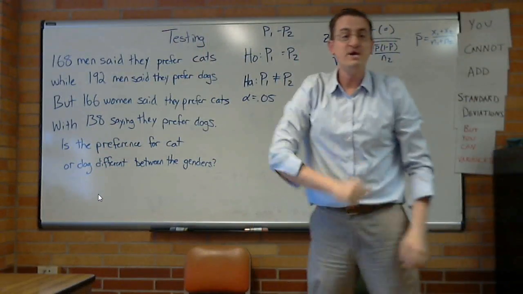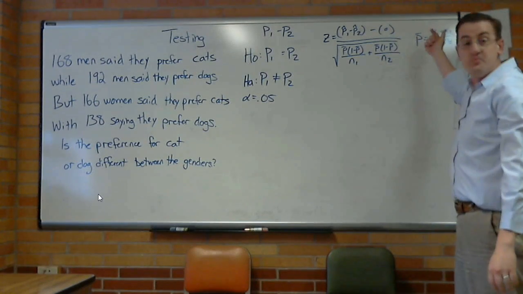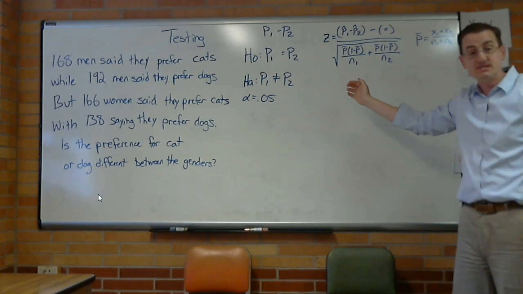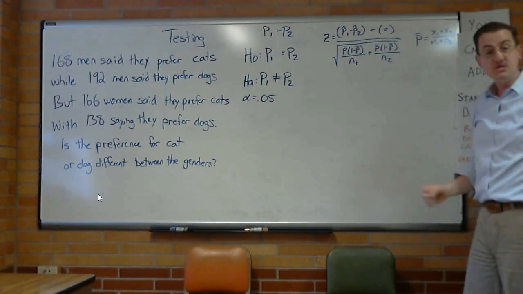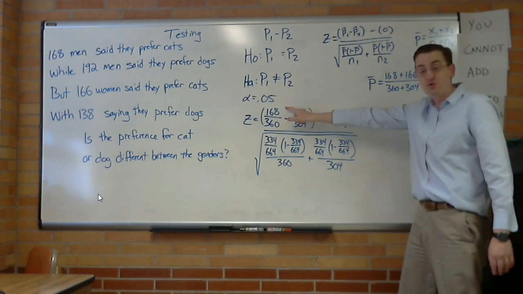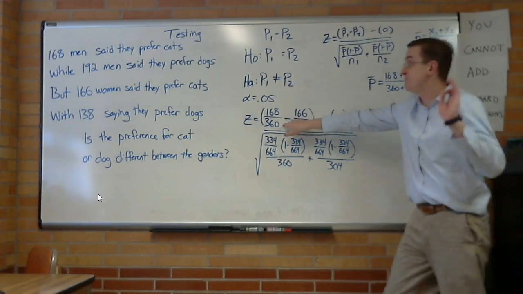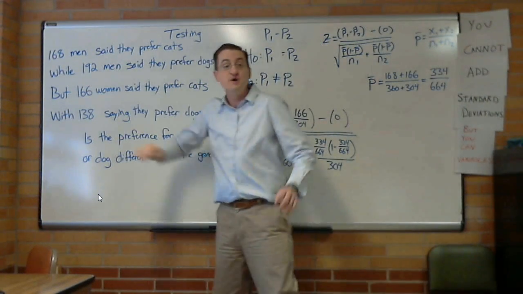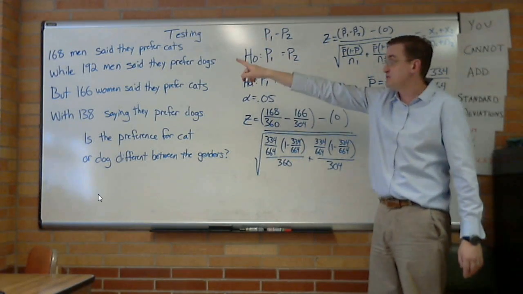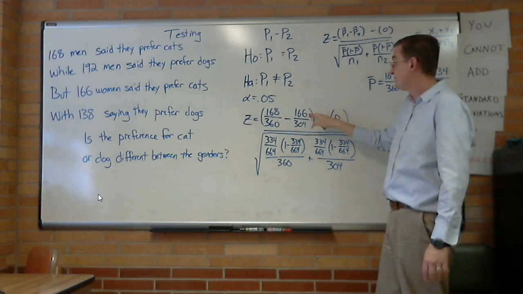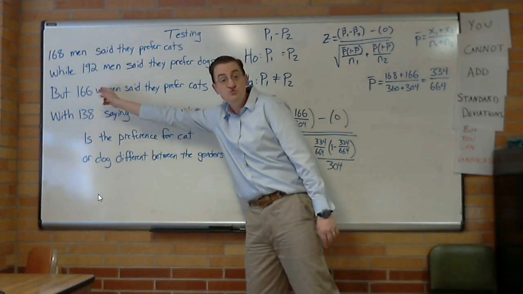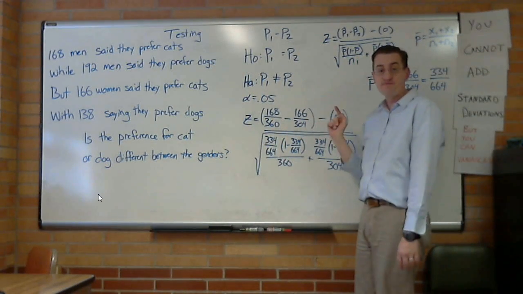So, we have our equation. We've learned what a pooled proportion is, and now we're ready to finish out our hypothesis test. In our case, the equation would look like this. Now, notice in this case, for the men, it's 168 out of 360. It's not out of 192. That is a common mistake for students to make. To get the 360, you have to add the 168 and the 192 together. For the women, it's 166 out of the 166 and 138 together, which gives you a total of 304.